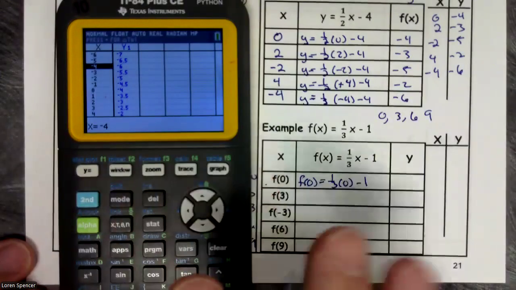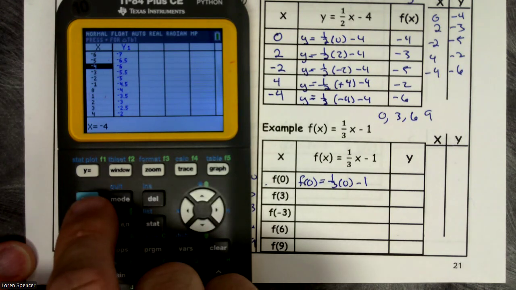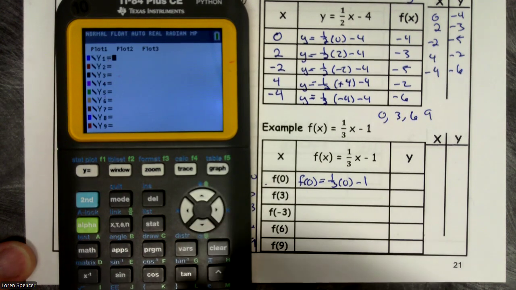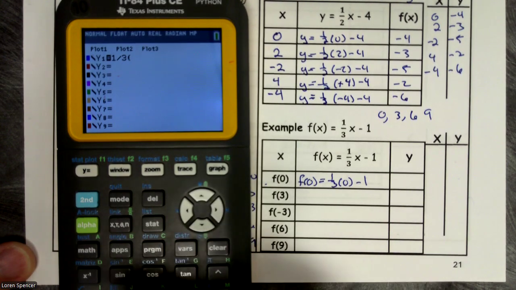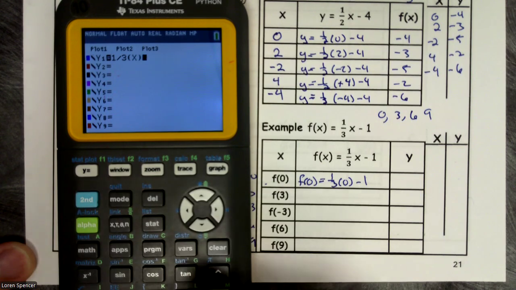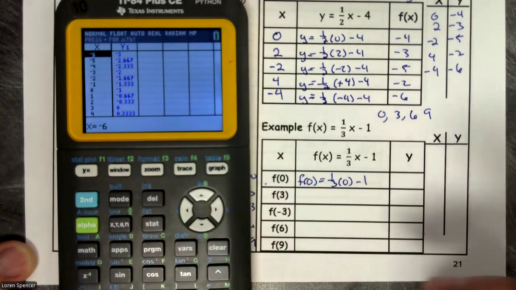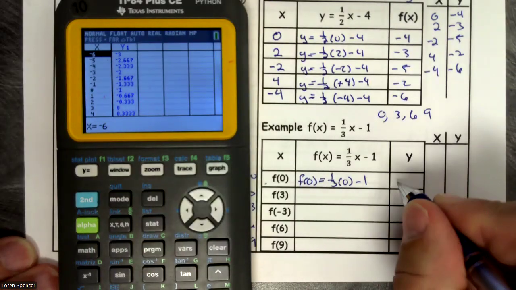So let's go to the calculator. I'm going to press clear, and I'm going to press the y equals button. And I'm going to press clear and get rid of that. And I'm going to go 1 divided by 3 parentheses x. Please remember parentheses just means multiply. Close those parentheses. Minus 1. Blue graph. And we wanted 0. So I'm going to have to scroll. See at 0, we get -1.